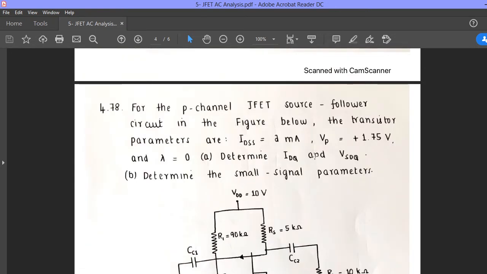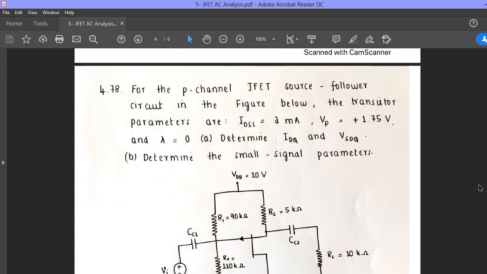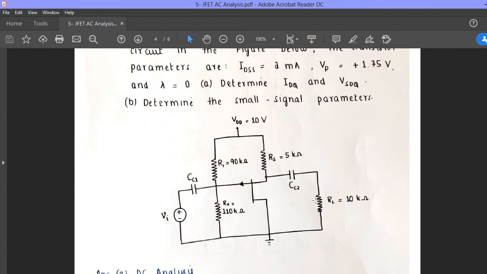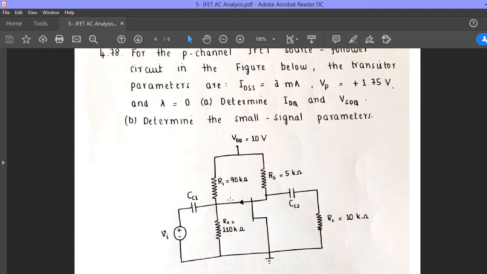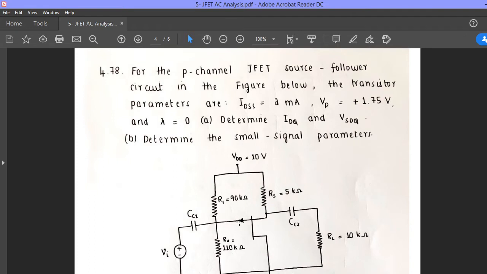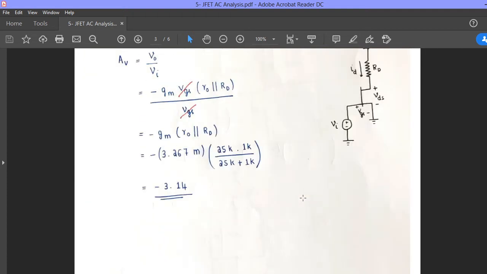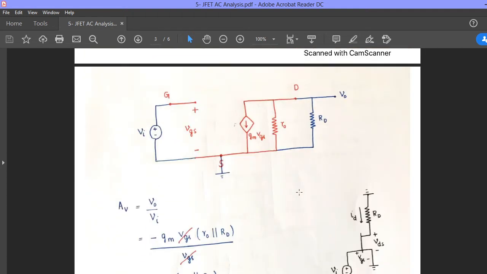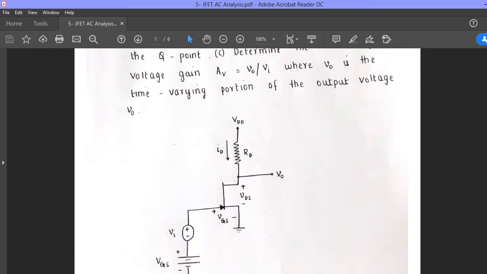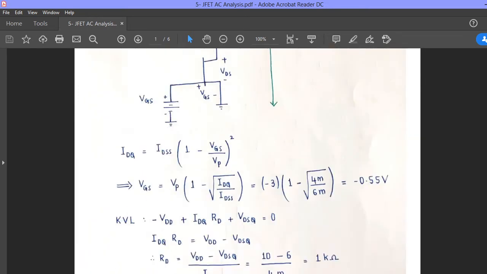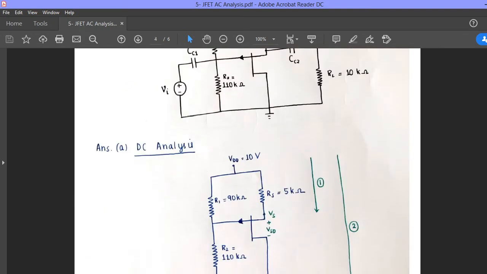Now in question number 78, one most important thing you have to remember is the symbol of JFET. If the arrow is coming out, it means it is P channel. If the arrow is in the opposite direction to this, then it is N channel. So here it is P channel, and in the above question when the arrow is in this direction, it is N channel.